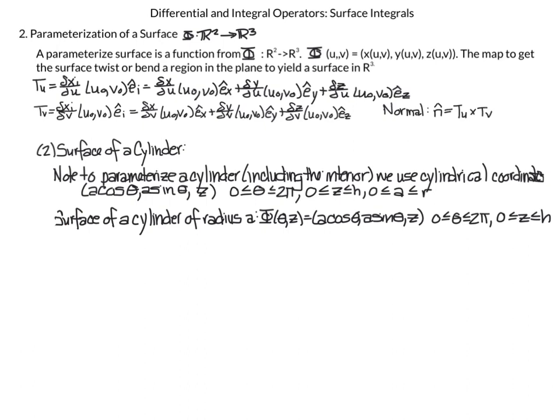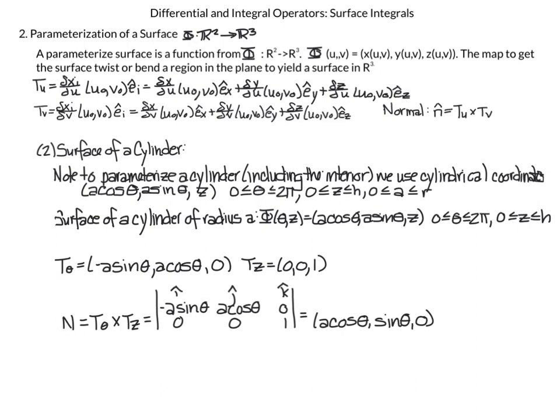And using the same reasoning as we did for the sphere, we get the surface of the cylinder by holding the radius constant at a. In other words, we don't let it go from the center all the way out to the edge of the cylinder, or the surface of the cylinder. We hold it at its radius. So now we have phi of theta, z is equal to a cosine theta, a sine theta, z, where theta goes between 0 and 2 pi, and z goes between 0 and h.